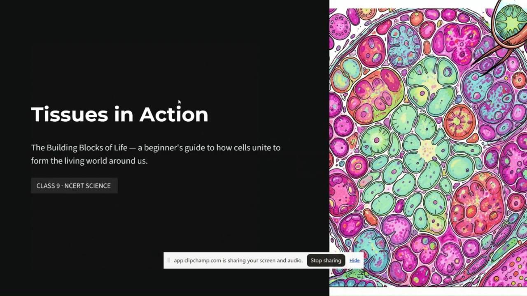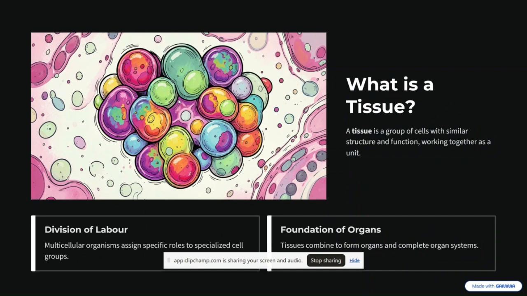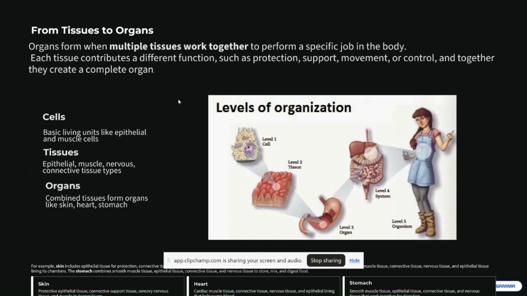Let's revise it again. What is tissue? When we combine similar types of cells to perform a specific function, it is called tissue. So cells combining form tissue. Tissues combining give us the organ. When we combine the organs, it forms an organ system. When we combine the organ systems, it forms an organism.